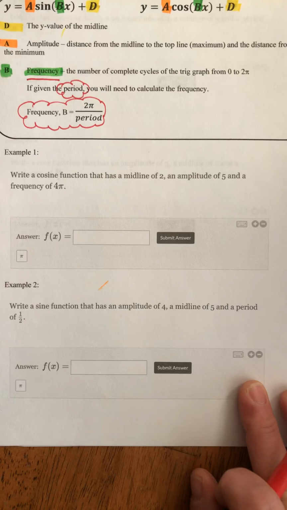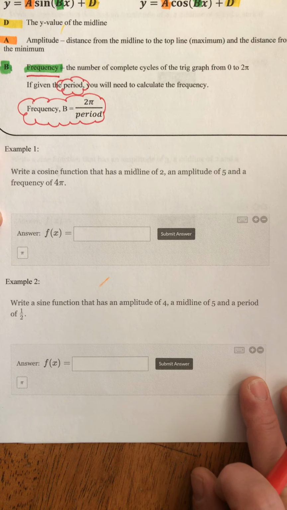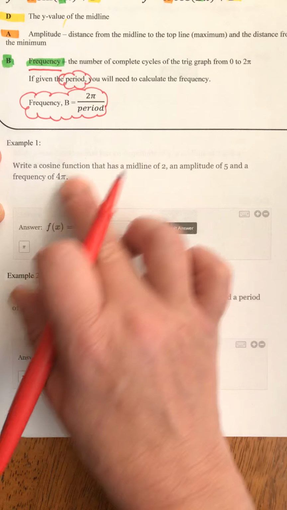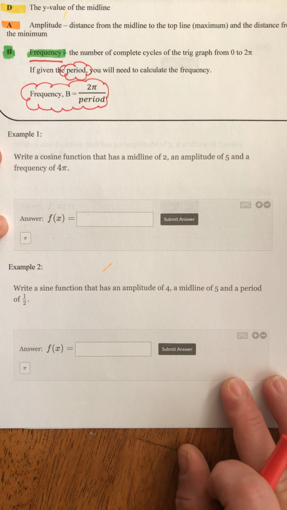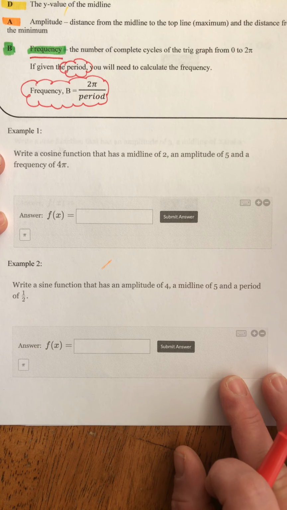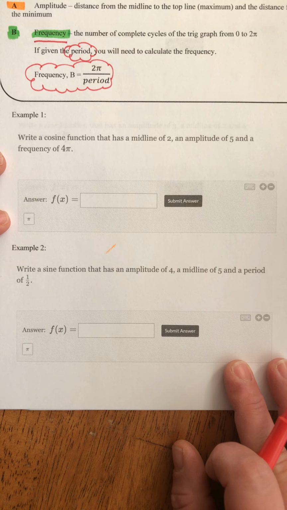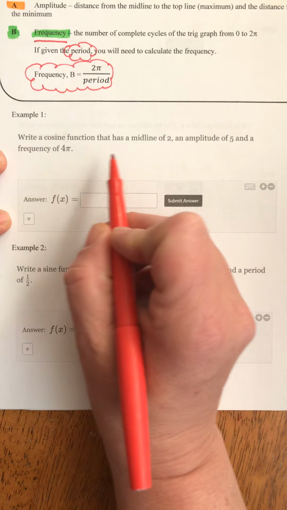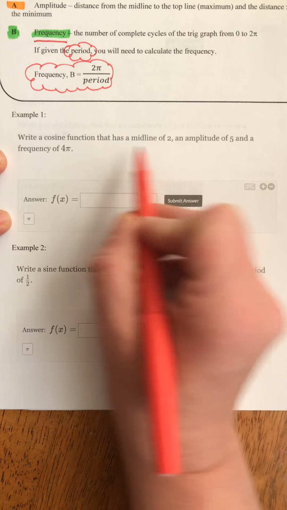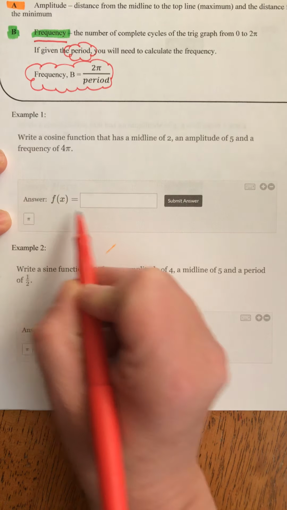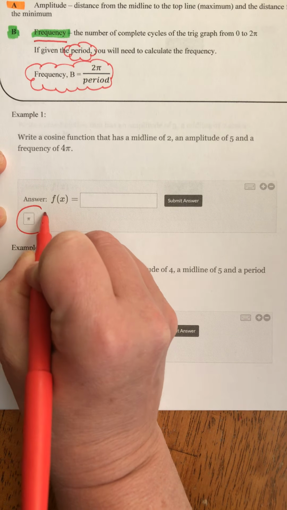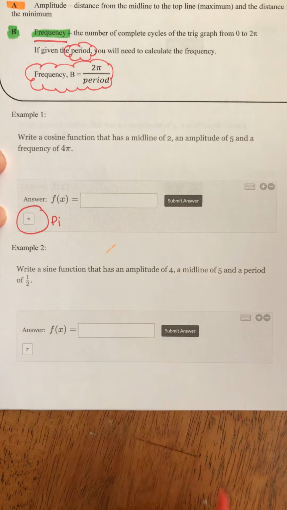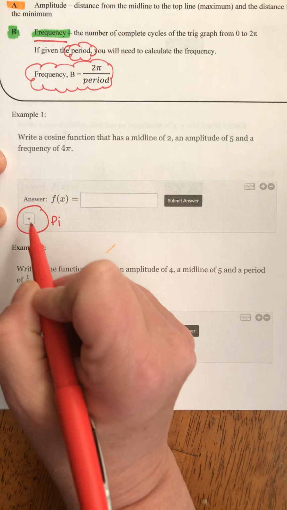So let's go right into example 1. You're going to write a cosine function, and this is what Delta Math looks like right here. I print screen these from Delta Math, so if you take good notes, you might even get a few free answers if you look back. You're going to write a cosine function that has a midline of 2, amplitude 5, and a frequency of 4 pi. And the answer is in this form. If you need to type pi, here is where you would click to use pi in your answer. That's something that's very important.